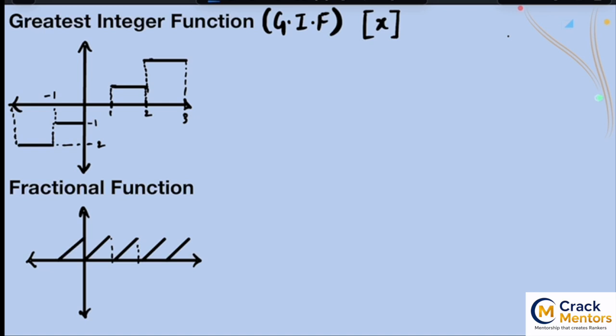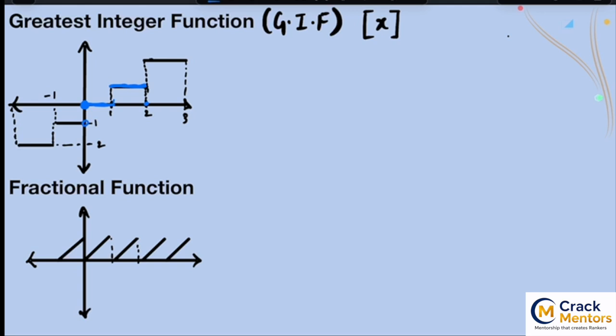At point 0, its value is 0. Until 1, its value is 0. Then after 1, its value rises by 1. Until 2, it stays the same.